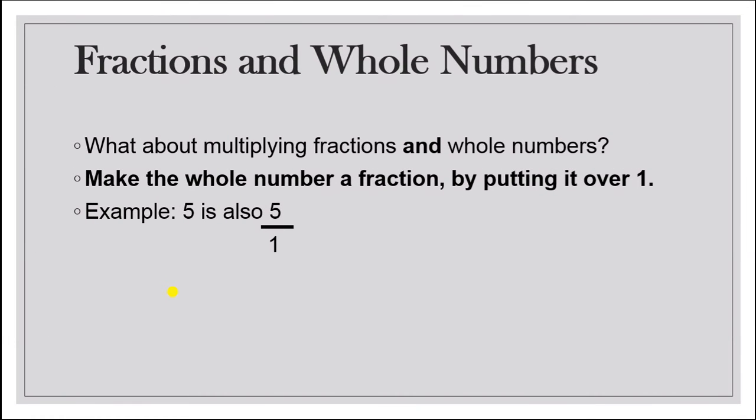Now let us see another method, how we can multiply fractions and whole numbers. We have just learned how we can multiply fractions with fractions. But what about multiplying fractions and whole numbers? Just easy. Make the whole number a fraction by putting it over 1. For example, 5 means also 5 by 1. So if any fraction is given to multiply with a whole number, we will make the whole number a fraction by putting 1 in the denominator.